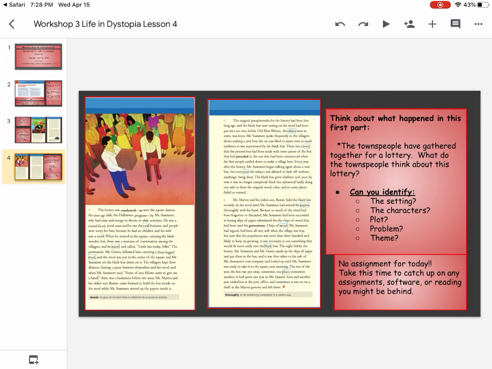Now today, I'm not going to give you an assignment. I don't want you working on any of the worksheet pages because we're going to do them in sections. We're going to do 3 sections. So today, I would just say take time to catch up on any assignments that you might have not completed yet. If you haven't done some software, make sure you get that done.